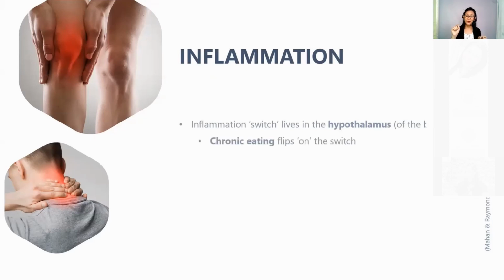Nagsi-switch on itong inflammation switch kapag chronic eating. So, 'di ba? Ano 'yan sa eating habits natin, no. Kapag chronic eating tayo, prone tayo sa mga diseases because of this inflammation switch sa ating hypothalamus area, and plus marami tayong excess fat, 'di ba? We discussed that excess fat is storage sila ng toxin.